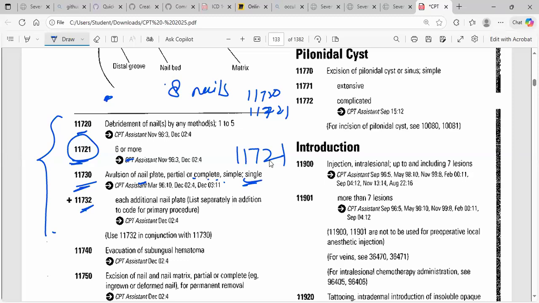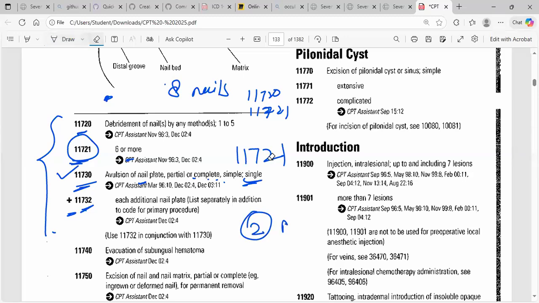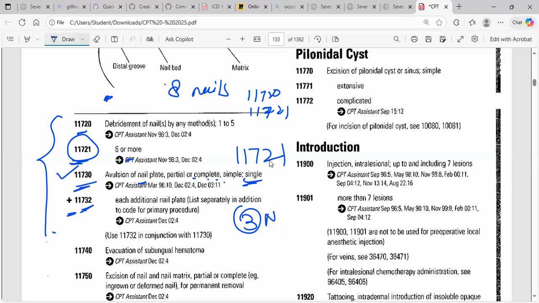So if it is a single nail, we are going to use 11730. If it is more than one nail plate, we are going to use 11732. So now I have a question. Let's say three nail plates have been removed, avulsed. So how many codes do we have to use for three nail plates? Two codes, ma'am.